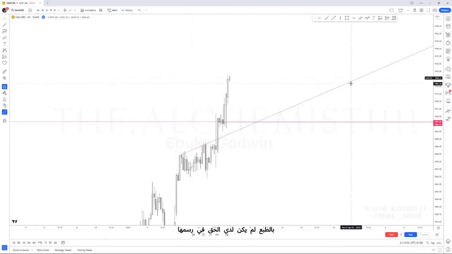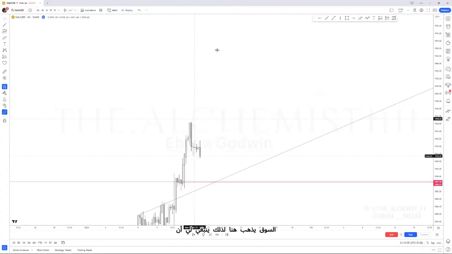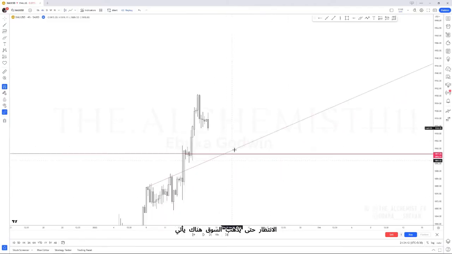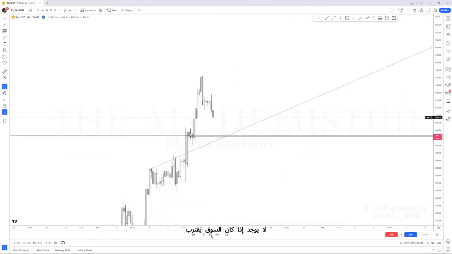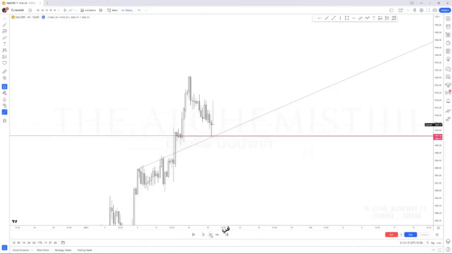Of course, I did not have it drawn right away. Only when the market was somewhere close by, I drew this. There's no point in drawing it right away, right? What if the market goes here? Should I keep drawing the zone and then keep waiting until the market comes there? No. If the market comes close by, then you need to see if this level has a confluence. So what happens? Look at that.